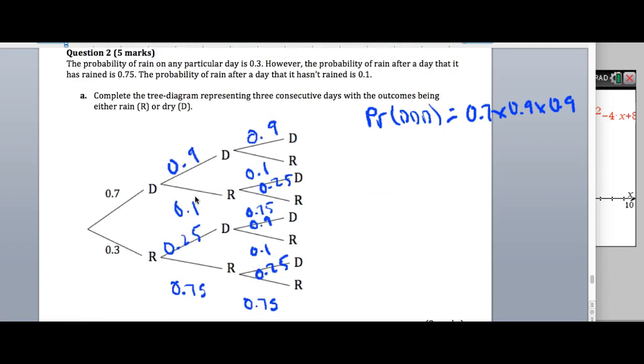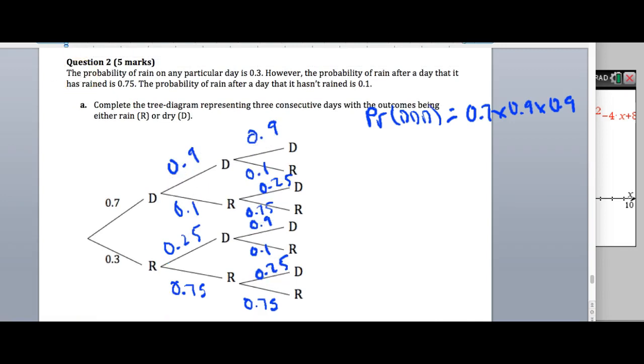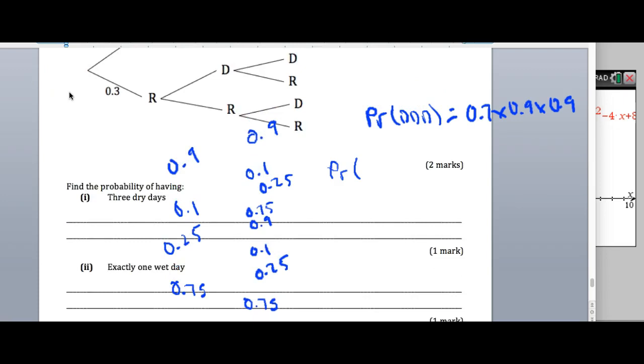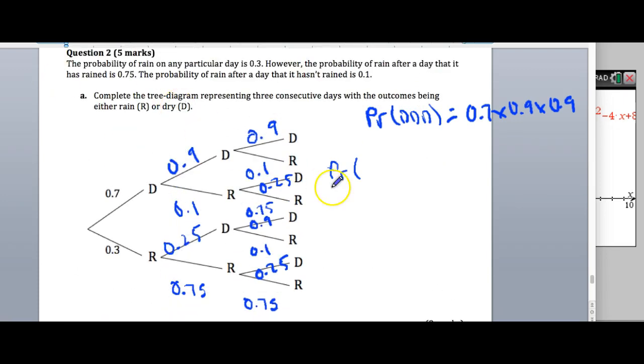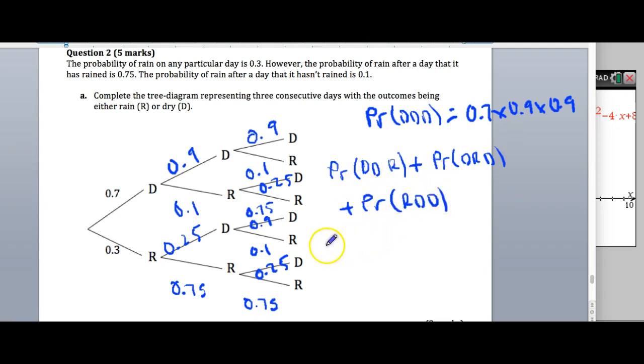Exactly 1 wet day. Okay, so 1 wet day, was it exactly 1 wet day? Sorry. Yeah. If it was at least, it would be different. Okay, exactly 1 wet day. So we can have dry, dry, rain. We can have dry, rain, dry. And we can have rain, dry, dry. Okay, so there are 3 possibilities. And the probability of each one is different. Okay, so these are not independent of each other.